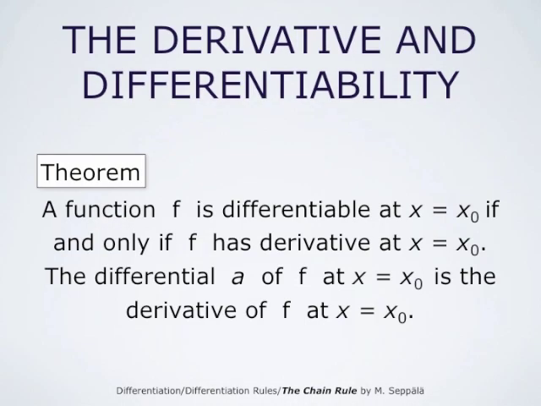Recall that we have previously seen that a function f is differentiable at x equals x0 if and only if that function has a derivative at x equals x0. If this is the case, then the differential of the function at x equals x0 is the derivative of the function at that point. Therefore, being differentiable is the same thing as having a derivative, and the differential is the derivative. We use this fact to justify or to prove the chain rule for composed functions.